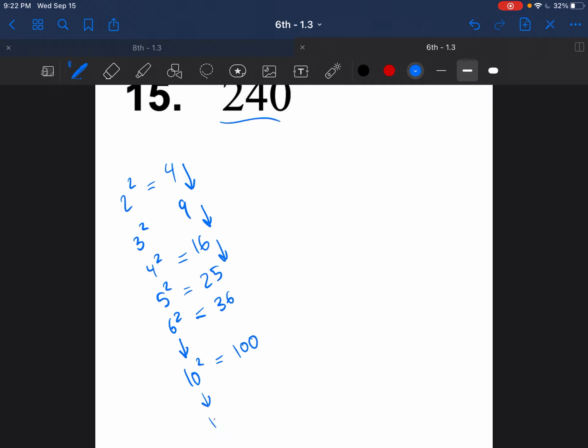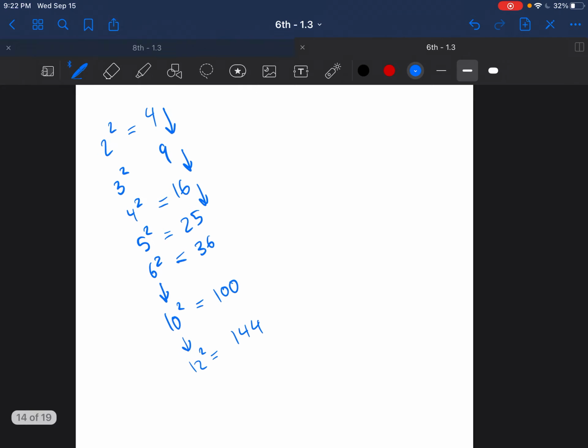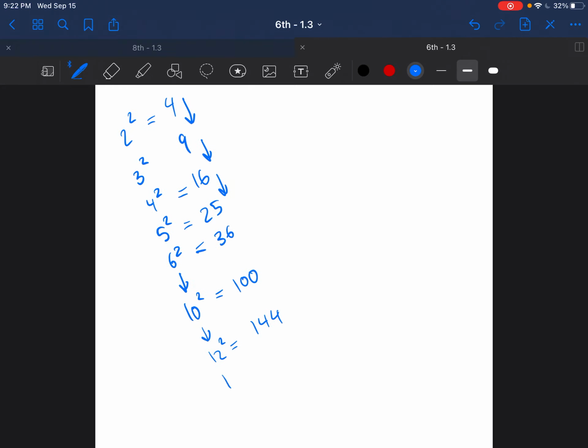Let's jump another one. 144 is a perfect square, so we're not even close there yet, so we got to keep on going. Let's see. What about 15 squared? 15 squared is 225. We're pretty close now, right? Because we needed to get to 240. So maybe we can go one more up.